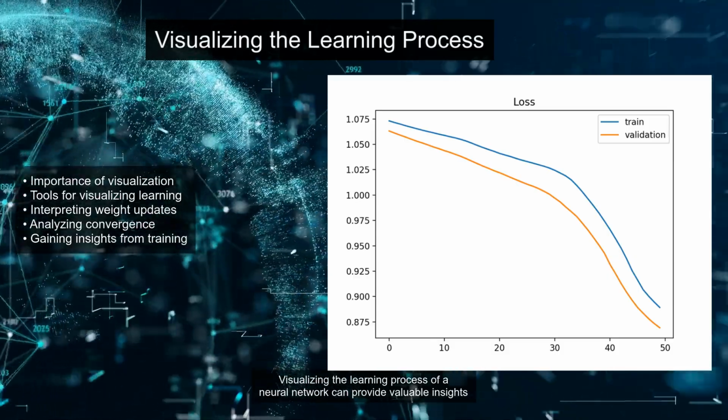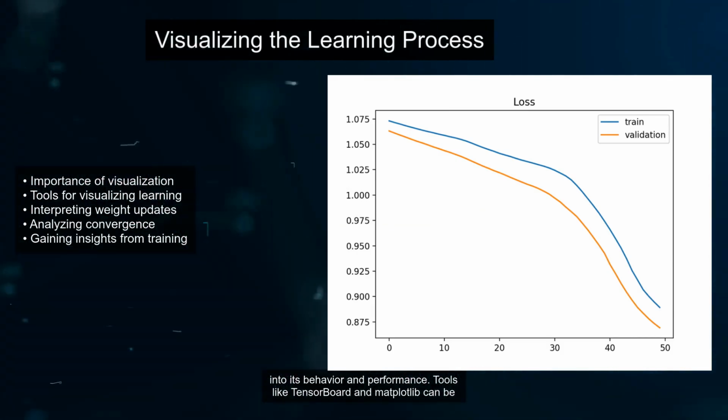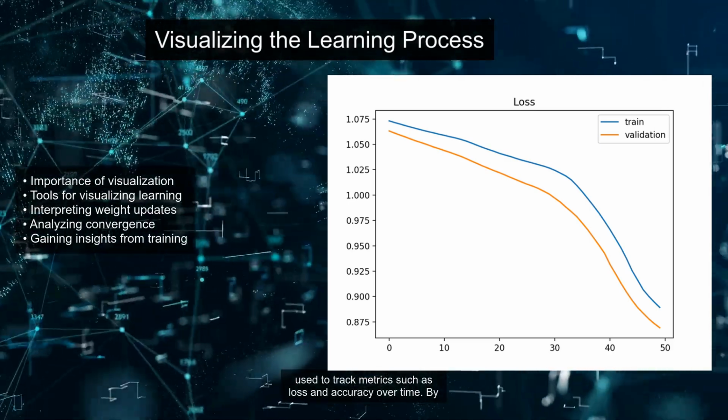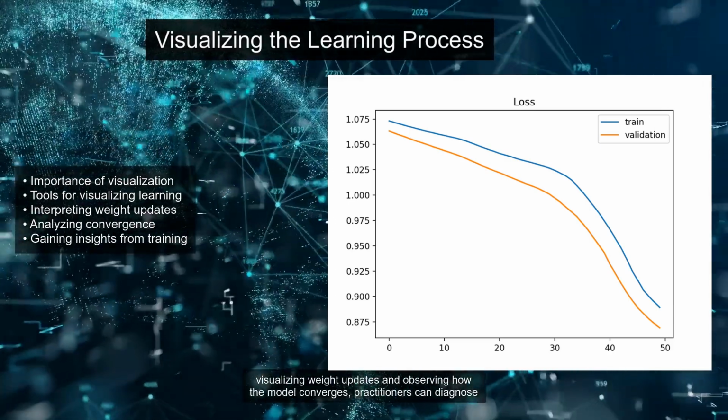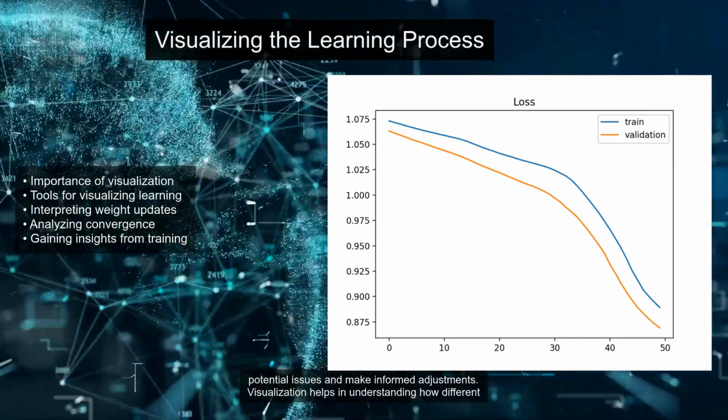Visualizing the learning process of a neural network can provide valuable insights into its behavior and performance. Tools like TensorBoard and Matplotlib can be used to track metrics such as loss and accuracy over time. By visualizing weight updates and observing how the model converges, practitioners can diagnose potential issues and make informed adjustments.